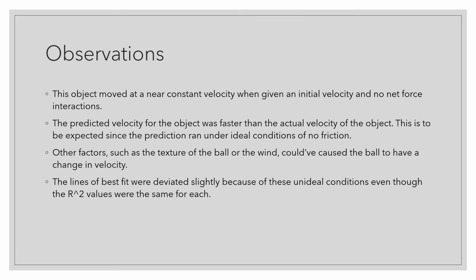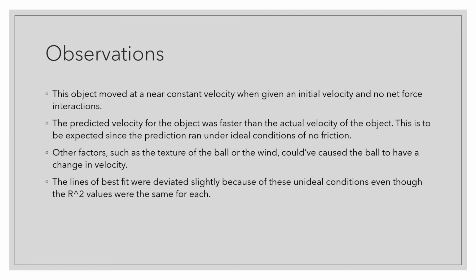So after looking at GlowScript, Tracker, and Excel, we noticed that the object moved at a near constant velocity when given an initial velocity, and was under no net force interaction. The predicted velocity from the object was faster than the actual velocity of the object. This is to be expected since the prediction ran under ideal conditions of no friction.